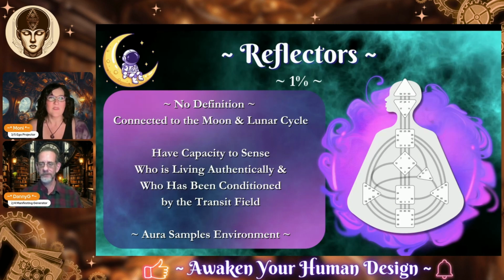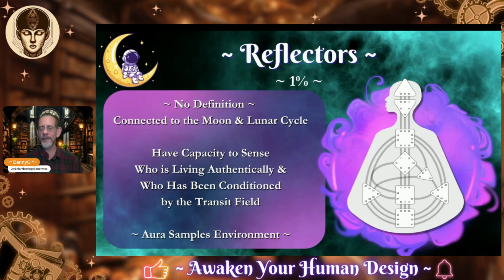They have the capacity to sense who is living authentically and who has been conditioned by the transit field, and their aura samples the environment. And sample it does. Pulls in but holds at bay. It's this thing that says, I see you there. And like the manifestor, it sort of holds at bay a little bit, but it's not repelling. It's only resistant so that the thing can come up close enough for you to sample it.